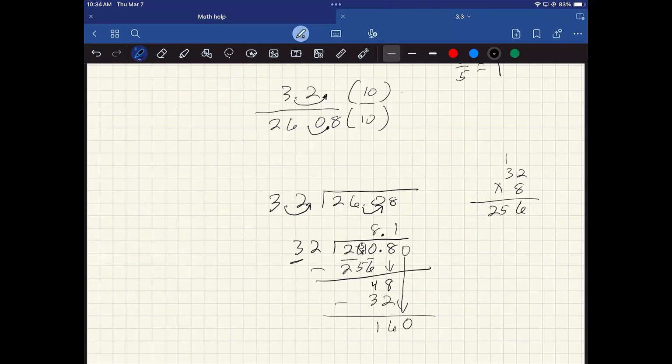So now 32 will go into 160. Well, 3 will go into 15 5 times. So what's 32 times 5? Well, 5 times 2 is 10. 5 times 3 is 15 plus 1. Oh, look how cute that is. So 5 times 32 is 160. Draw the line, change the sign, and I am done.